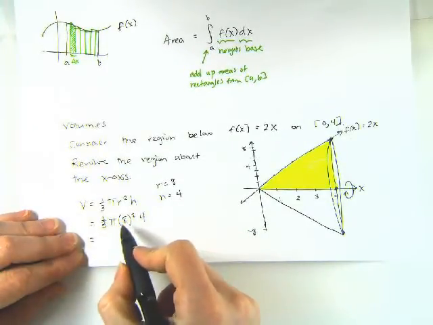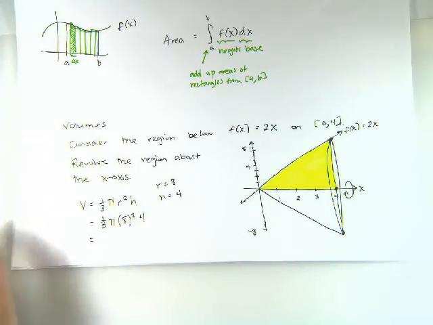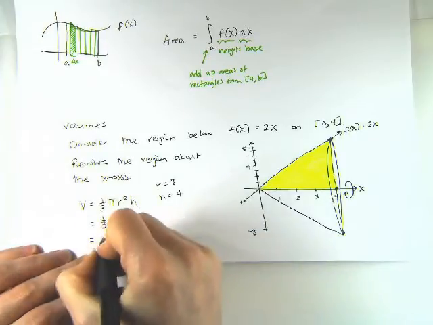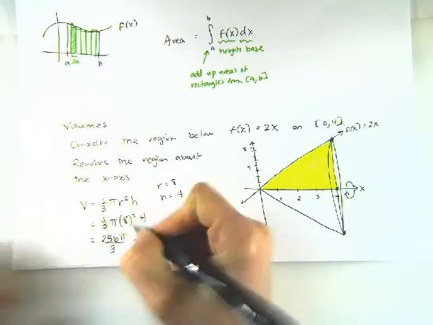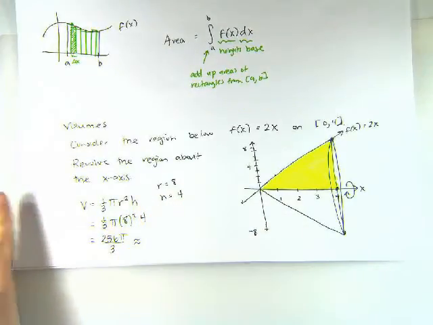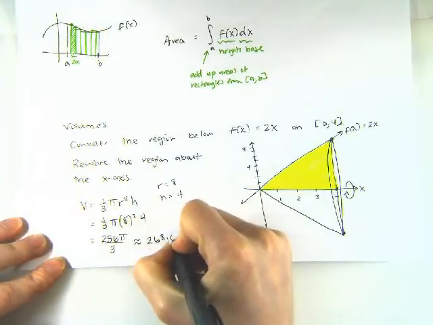So let's see, 8 squared would be 64. 64 times 4. 256. So 256 pi over 3, which, if you're curious, is about 268.08.